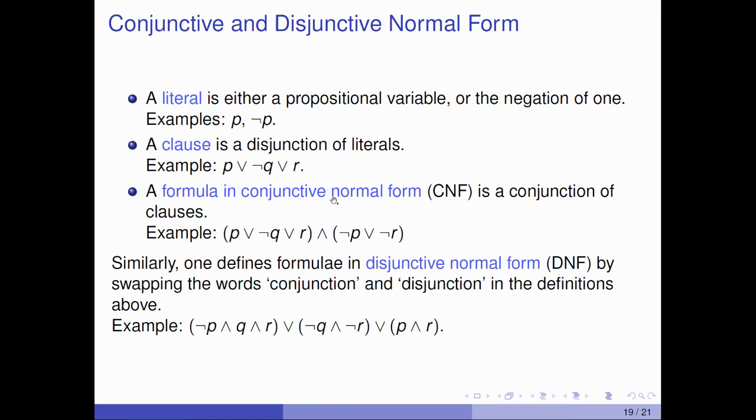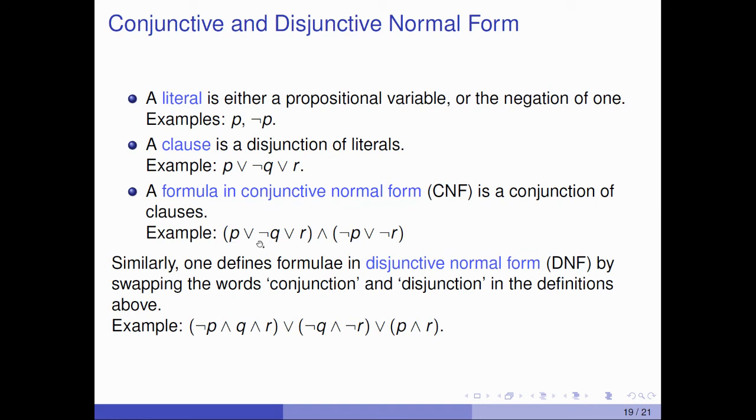Now, a formula in conjunctive normal form. Well, we also have disjunctive normal form, but we use and for conjunctive and or for disjunctive. We just focus on conjunctive normal form. In your exam, I will not give you disjunctive, so focus on conjunctive. A formula in conjunctive normal form, or CNF, is a conjunction of clauses.